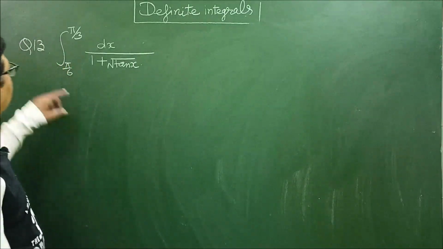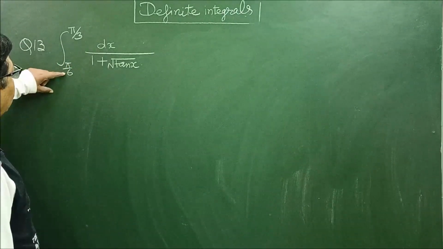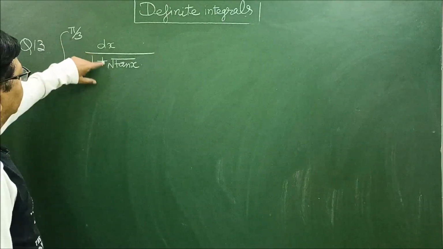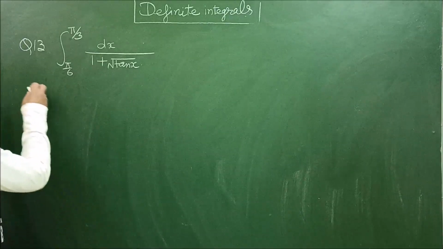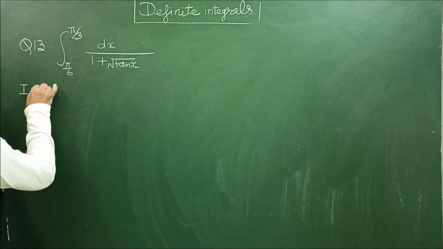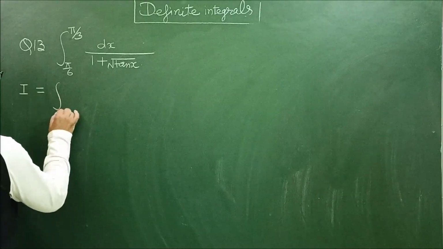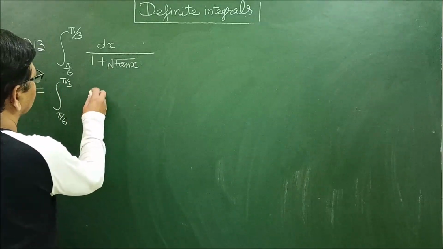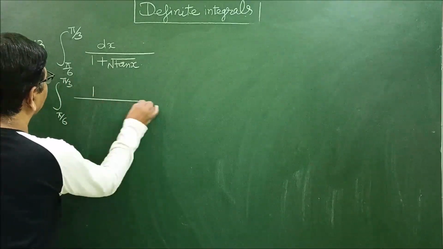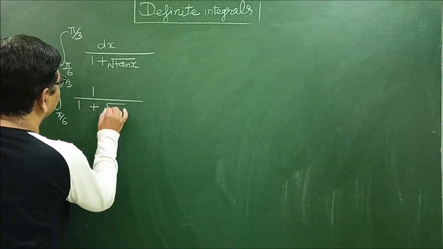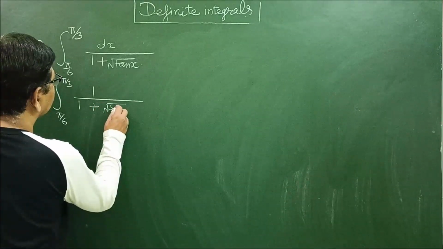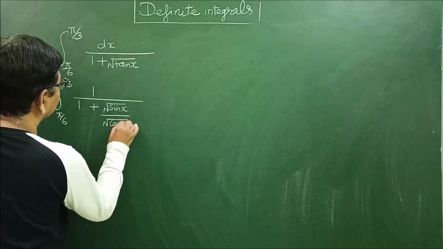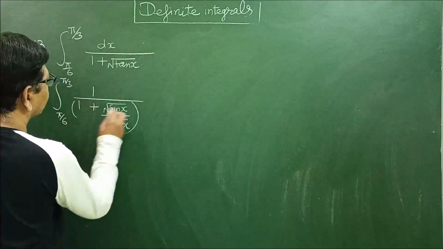Next question. Question number 13. Evaluate the definite integral from lower limit pi by 6 to upper limit pi by 3, dx upon 1 plus root tan x. So let this be equal to I, pi by 6 to pi by 3, and let us convert this in the sine and cos form. So 1 upon 1 plus root sin x upon root cos x, writing root tan x as root sin x upon root cos x, dx.